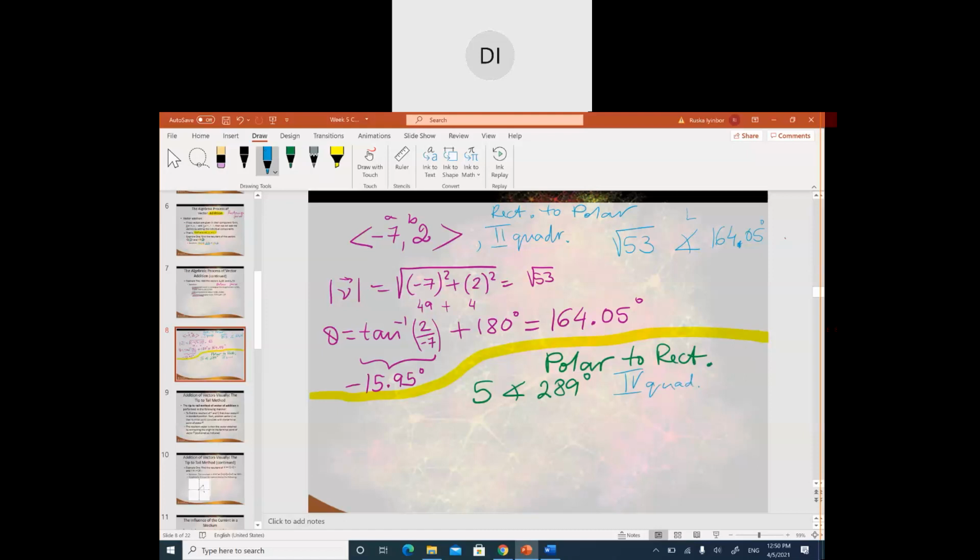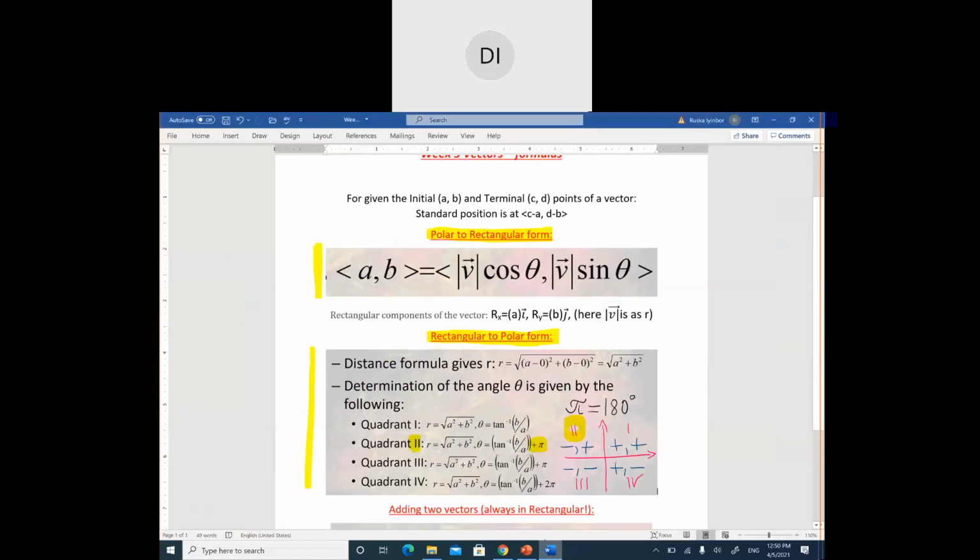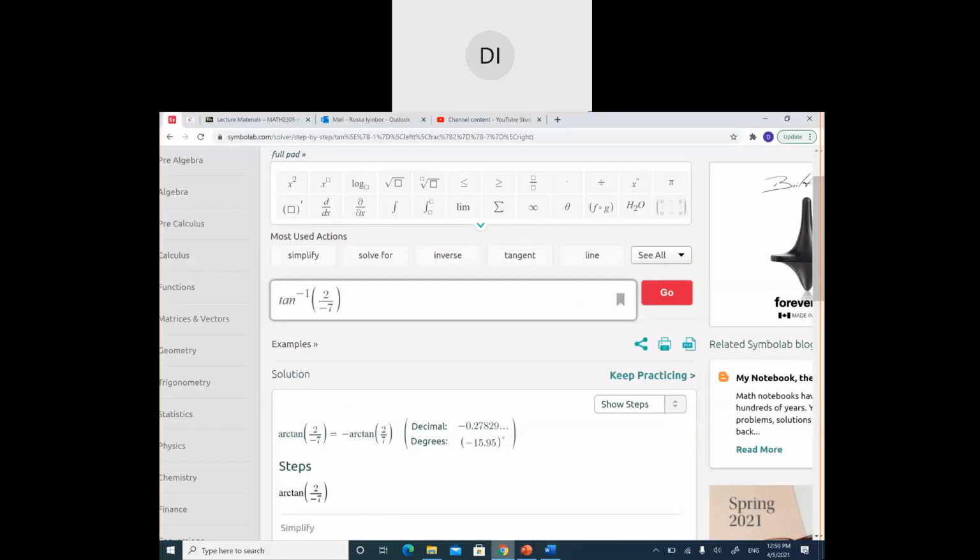Okay? So now here we're going to find rectangular form. How are you going to find it? You're going to use the formula sheet. See the formula sheet, polar to rectangular, this one here, right? So it's going to be the magnitude times cosine is my first coordinate.